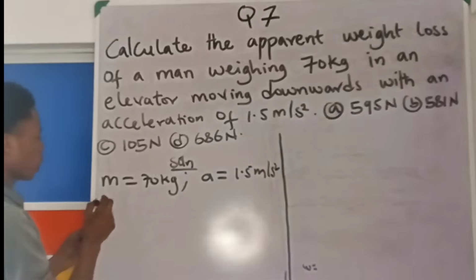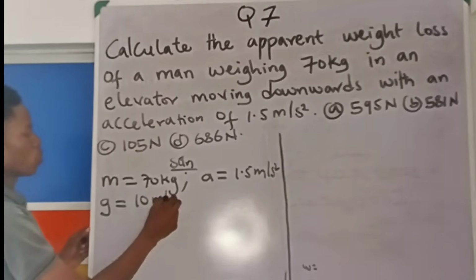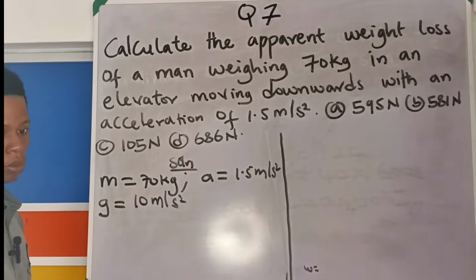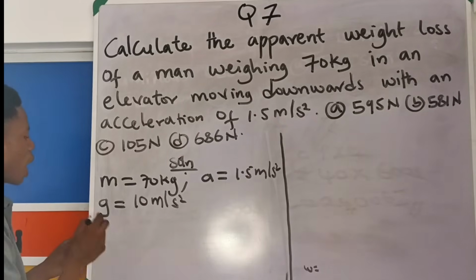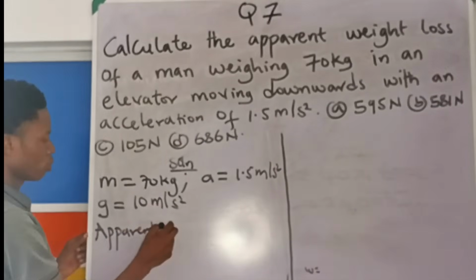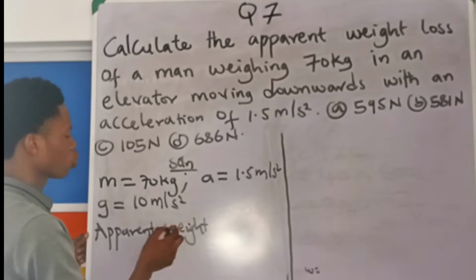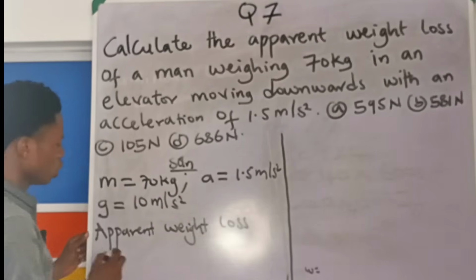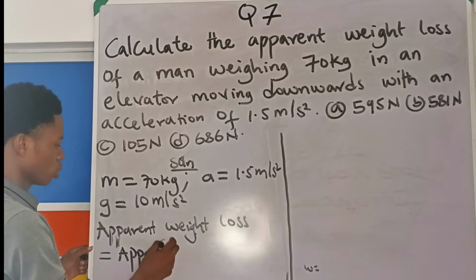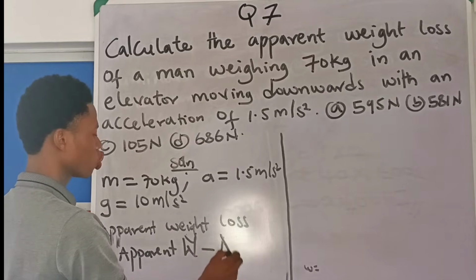And you know, force of gravity is always there. Acceleration due to gravity is always 10 meter per second square. Now we're asked to calculate the apparent weight loss. Apparent means something that is not real, something that is not actual. Apparent weight loss is equal to the apparent weight minus the actual weight. I'm using W for weight.